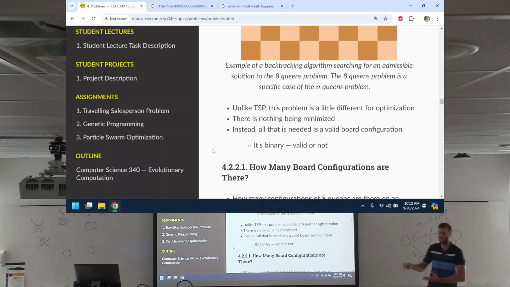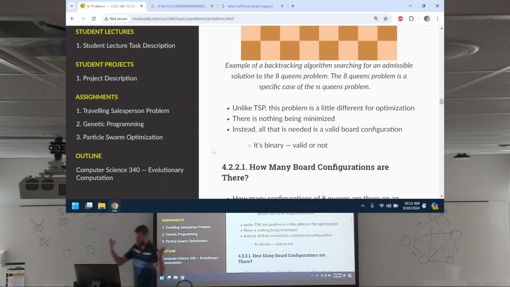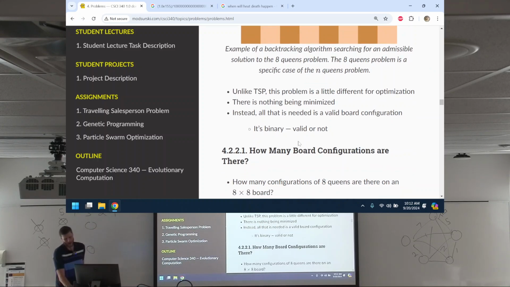Here's a configuration. If you ask, is there a better configuration? I'd say, it's a configuration, there's no better. It's valid. Clear? So n queens, this is the 8 queens. It's binary. It's valid or not.